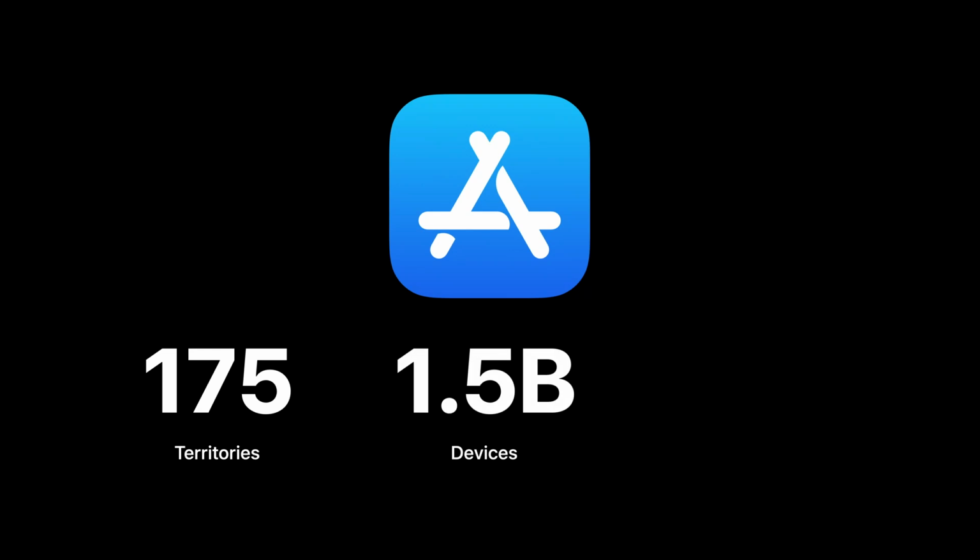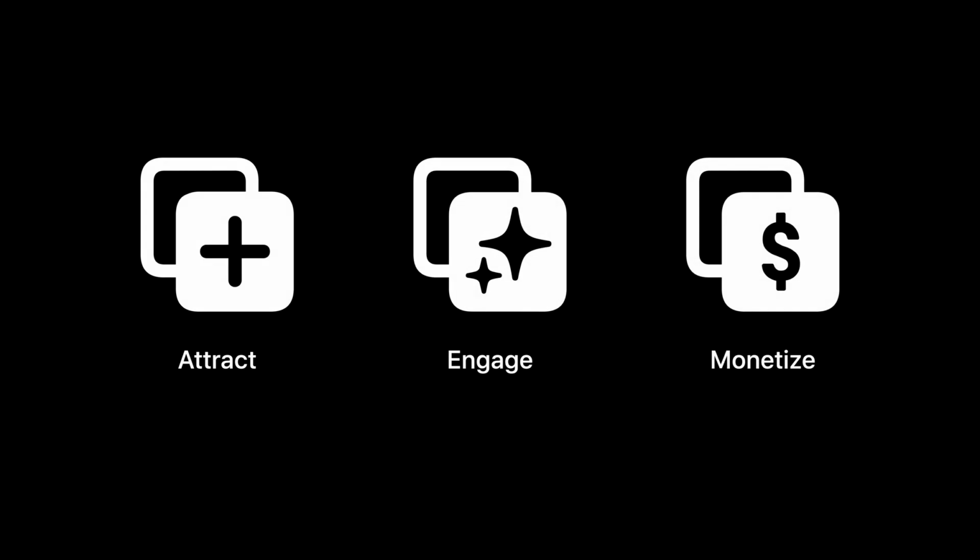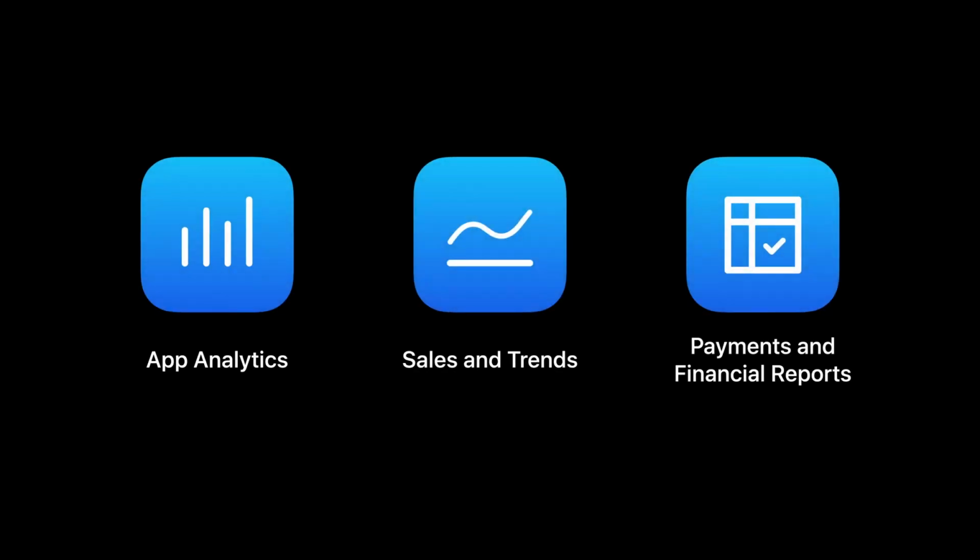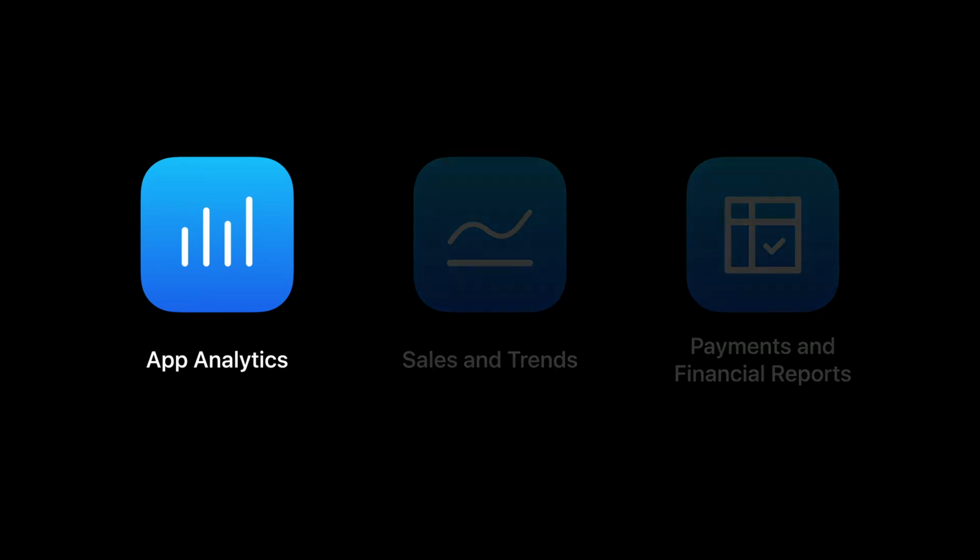The App Store makes it easy to distribute your apps and games across the world. You can reach customers in 175 territories, on more than 1.5 billion devices, and in over 40 languages. And this gives you a huge opportunity to attract new users, engage your current users, and encourage monetization within your app. In order to help you measure how well your app is doing, App Store Connect includes 3 different tools: App Analytics, Sales and Trends, and Payments and Financial Reports. Today, we'll focus on App Analytics and show you how you can use data to improve your user acquisition strategy.